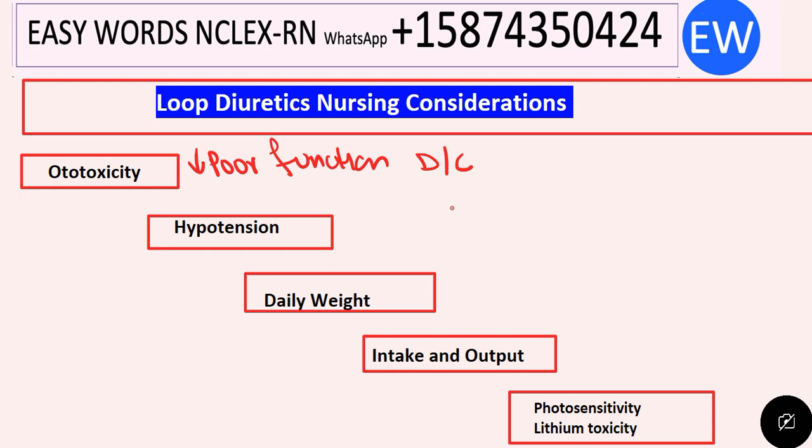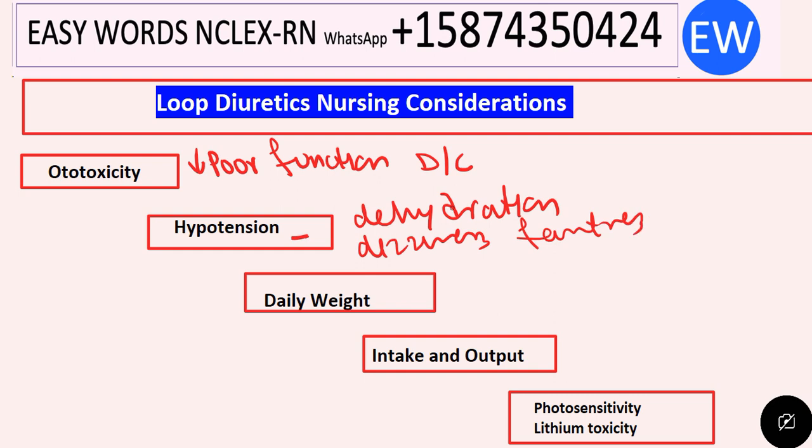Hypotension. Diuretics cause dehydration and also decrease the circulating blood volume. So, orthostatic hypotension may occur. Nursing should monitor the client closely for complaints of dizziness and faintness, and also advise the client not to rise too quickly from a sitting or lying position because it may trigger orthostatic hypotension.